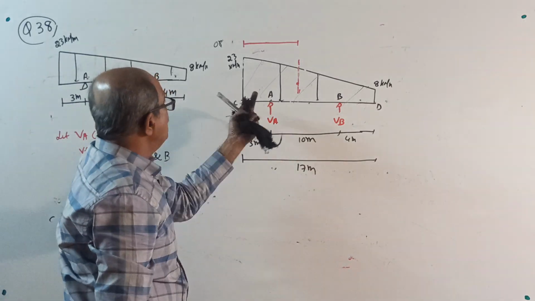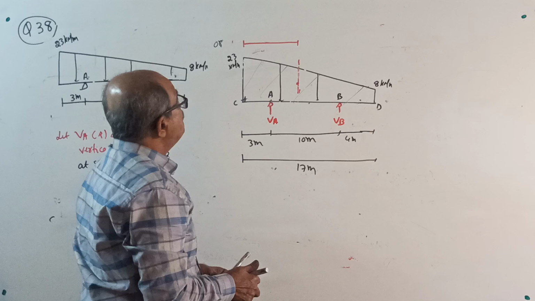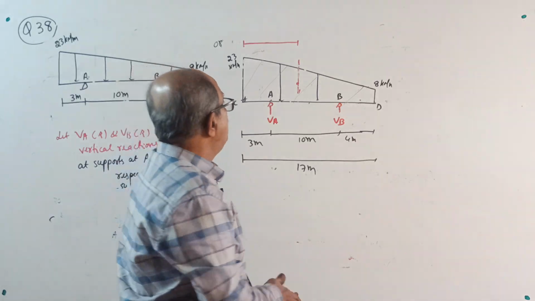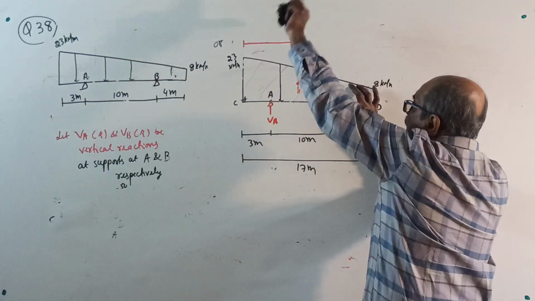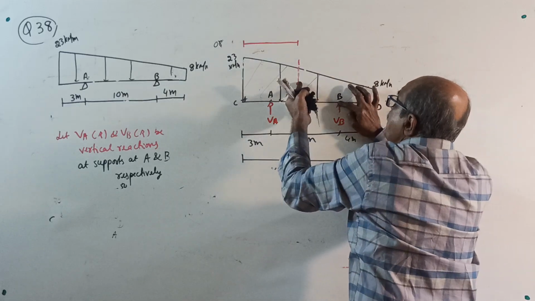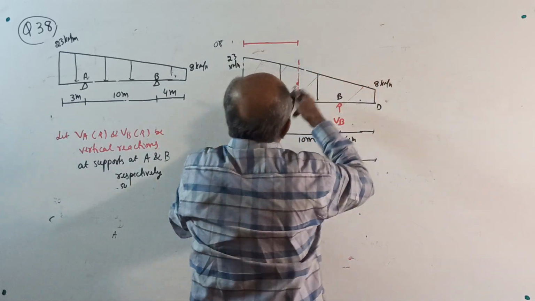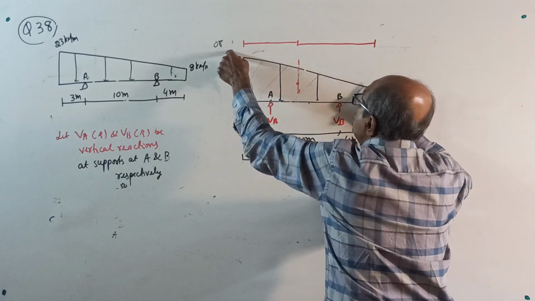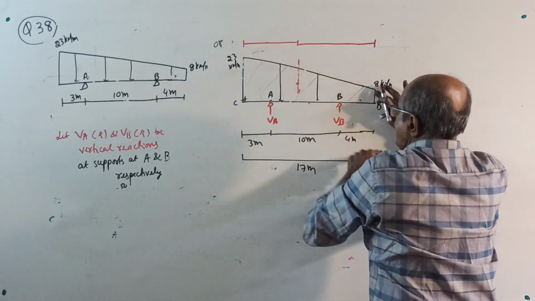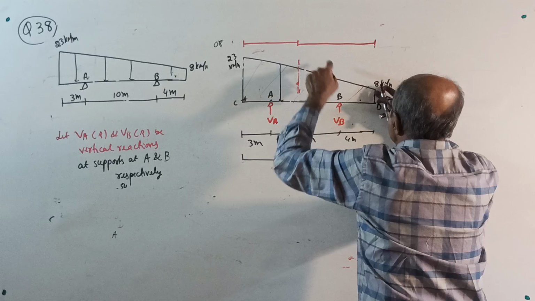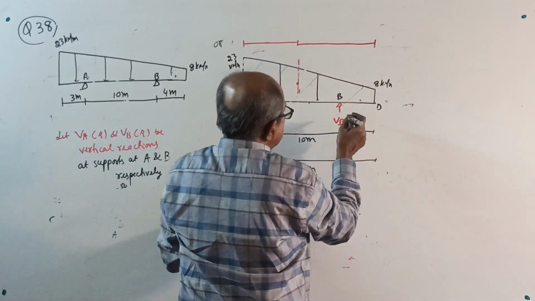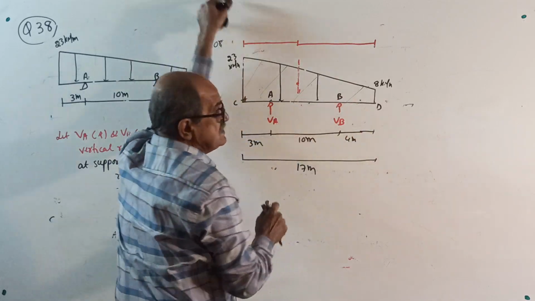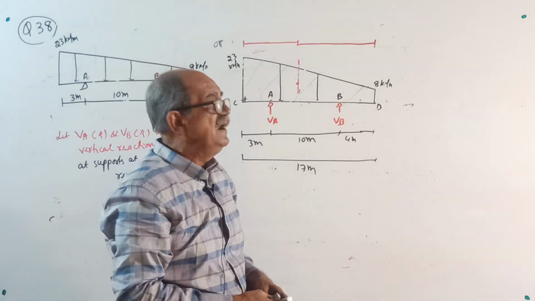Sigma V equal to 0: VA plus VB minus total load, 23 plus 8 divided by 2 into 17, you get the value of VA. Or, if you take moment about B, plus VA into 10 minus the total load, which remains the same as last time, into this distance. First decide what this distance is. This distance is 8 plus twice of 23 divided by 8 plus 23, into 17 by 3. Whatever that distance is, subtract 4. You get VA first, then sigma V equal to 0, you get VB. Okay, that is one solution.